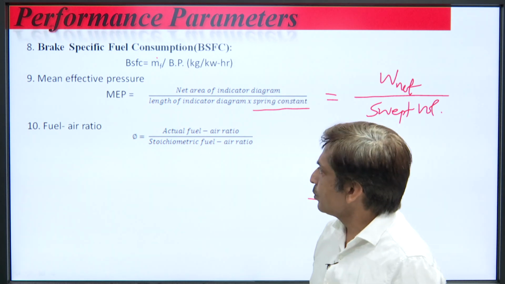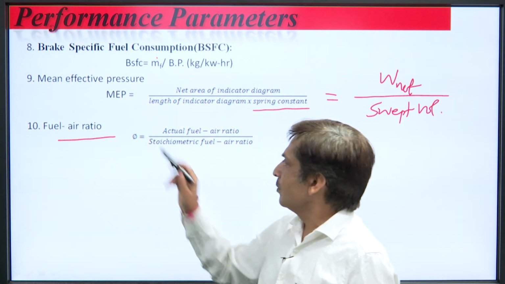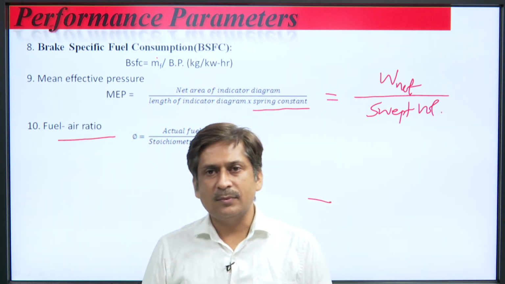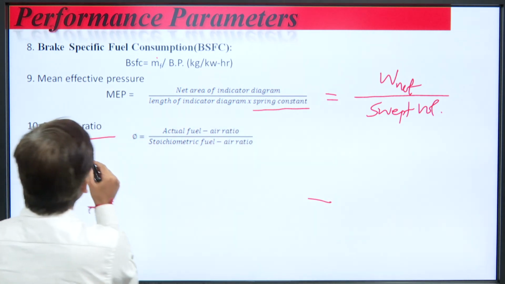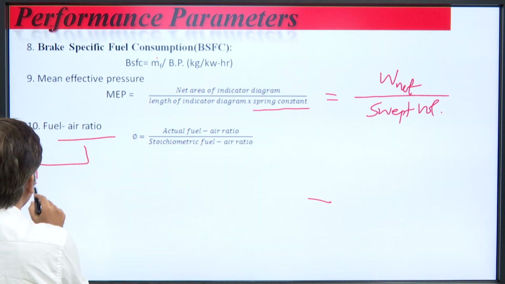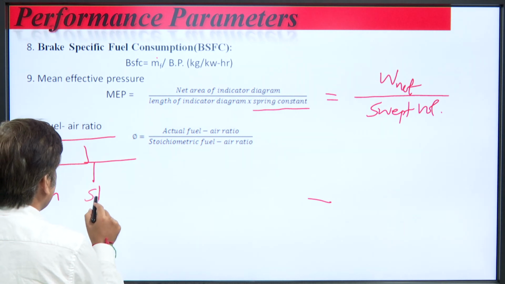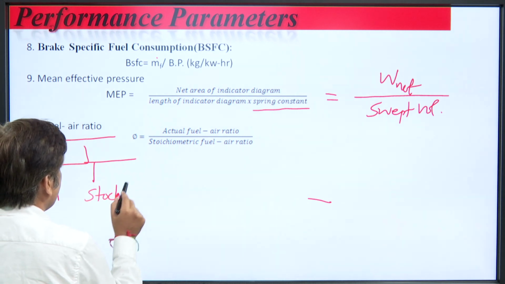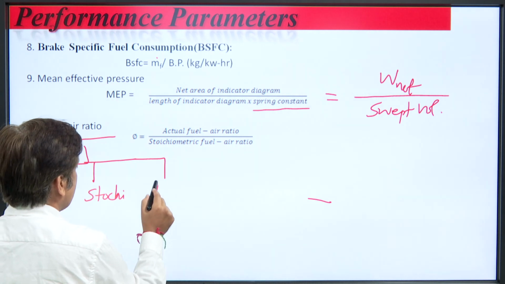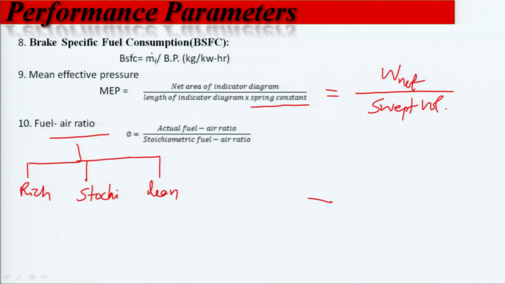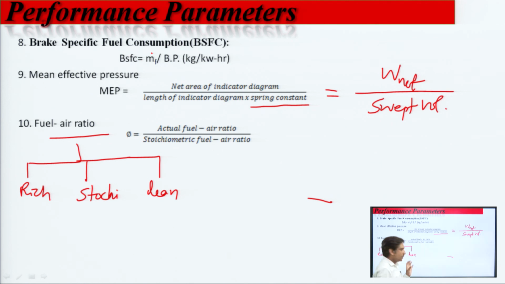Now, the fuel air ratio. Fuel air ratio may be of 3 types. It is rich, it may be stoichiometric, it may be lean also. Rich means more fuel, stoichiometric means chemically correct fuel air mixture, and lean mixture means less fuel as compared to air.